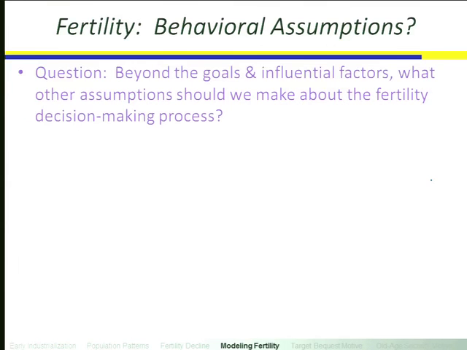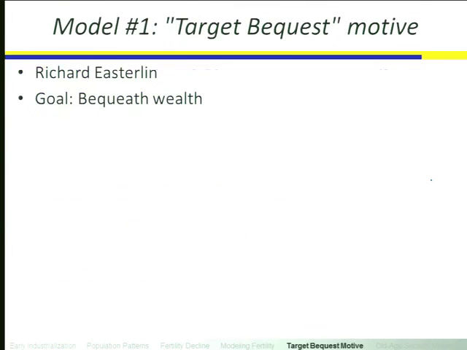So there are all these means of controlling fertility in the 19th century, which we believe they exercised. We've got two models. I see her, but I still have 30 seconds. One is the target bequest motive, which is Dick Easterlin's model, and he assumed the goal was to bequeath wealth. That has to do with, I want to pass on part of the farm to my kids, and if I have too many kids, I'm not going to be able to give them very much wealth, so if there's not a lot of farmland available, I'm not going to have very many kids.